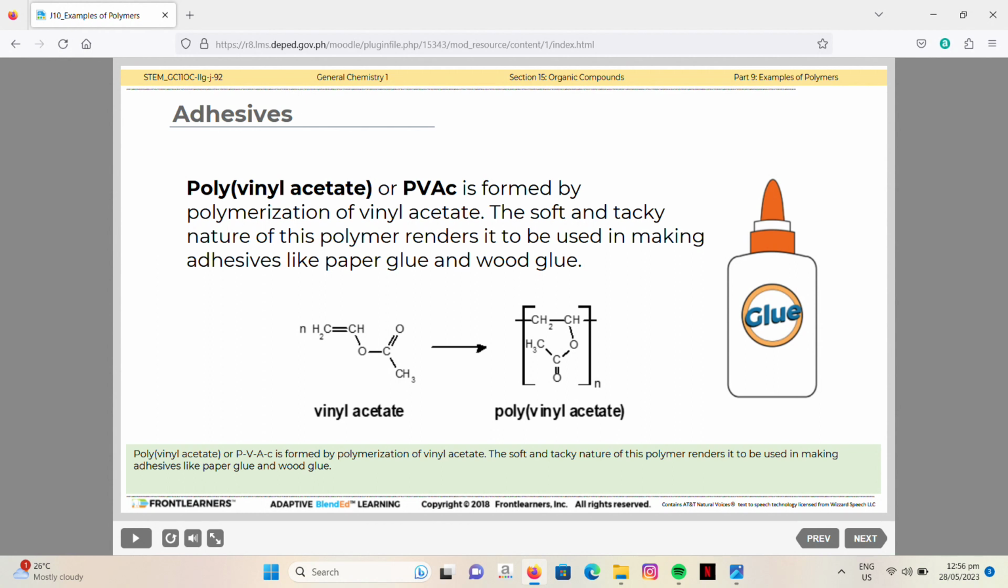Polyvinyl acetate or PVAc is formed by polymerization of vinyl acetate. The soft and tacky nature of this polymer renders it to be used in making adhesives like paper glue and wood glue.